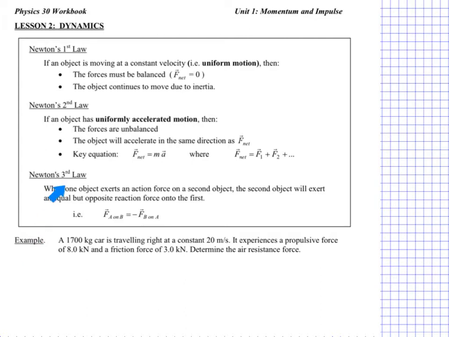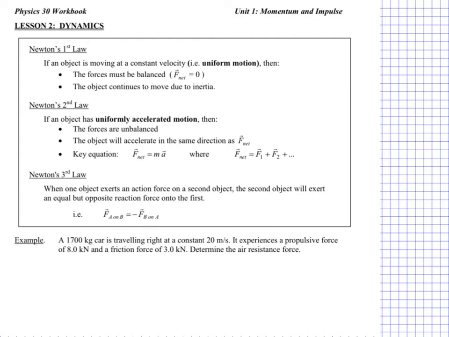Okay, and then Newton's third law: for every action there is an equal and opposite reaction. This is a big one in momentum in Unit 1 in Physics 30. We like to test this quite a bit. The diploma likes to test this. It's kind of a misconception that we can go after. Doesn't matter the size of the objects. If they're exerting forces on each other, then the force is going to be the same.